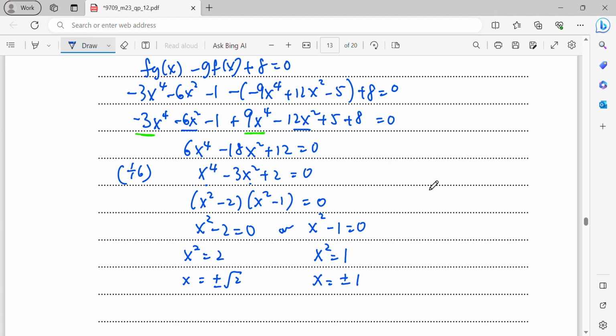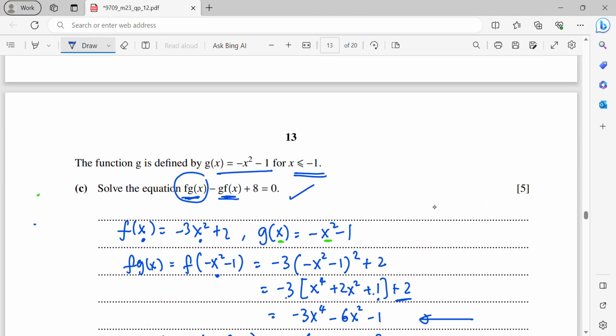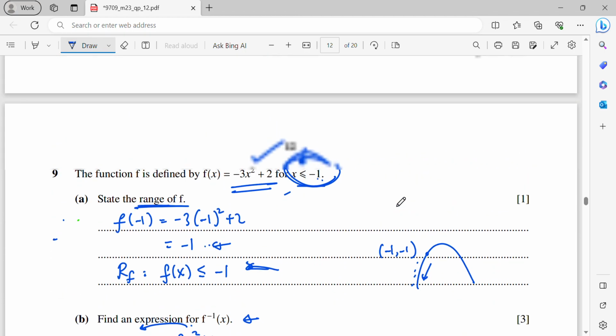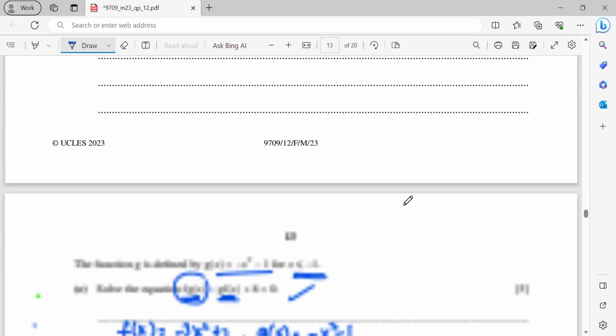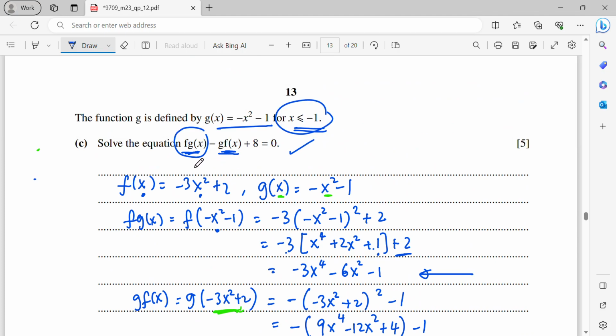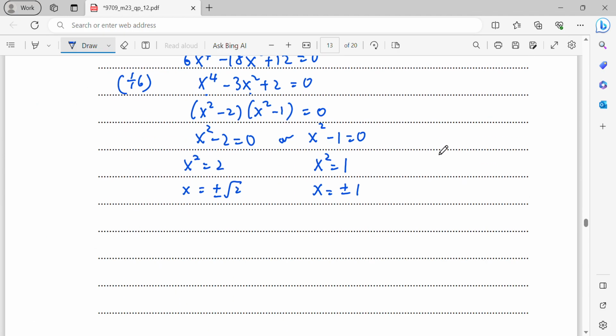Okay, so now let's look at the question. Because we know that g(x) is defined when x is less than or equal to minus 1, and the same goes for f(x). f(x) is defined for x less than or equal to minus 1. Which means for both composite functions, fg(x) and gf(x), x must be less than or equal to minus 1. So since x is less than or equal to minus 1, we cannot consider the positive x. Therefore, x is going to be negative square root 2 and also negative 1. Okay, so these are the two solutions for this question.